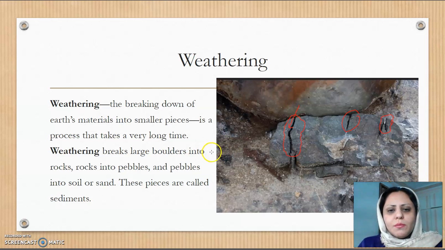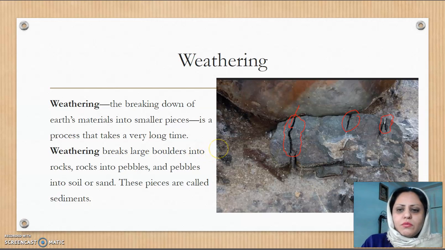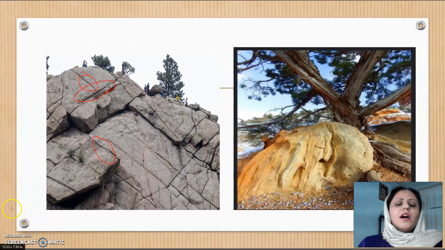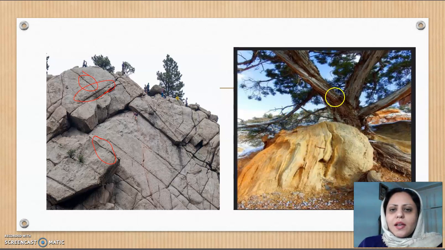This is the most important agent of weathering we are talking about. Most of the boulders and rocks that we see are broken down because of this reason. So as you can see in this picture, there are lots of cracks. Water goes in them, then freezes and makes the rock break. The other agent of weathering is plants.